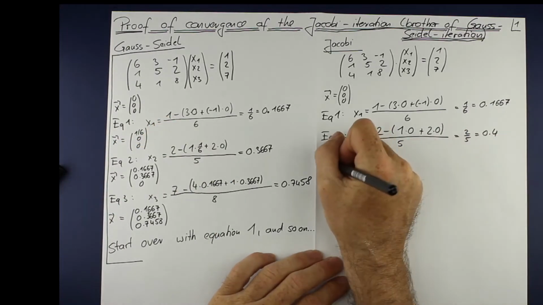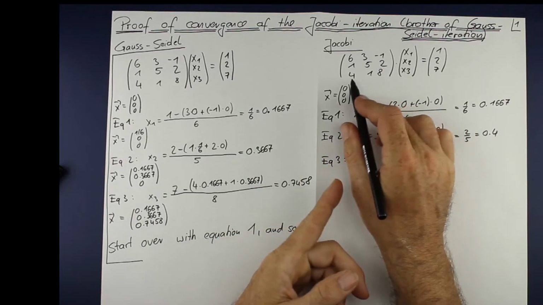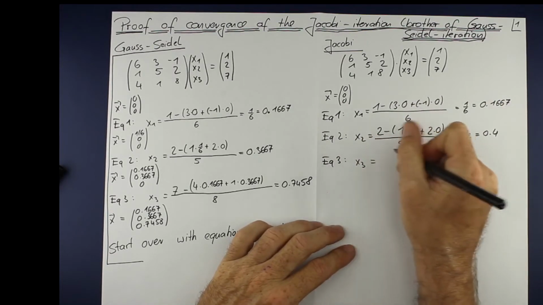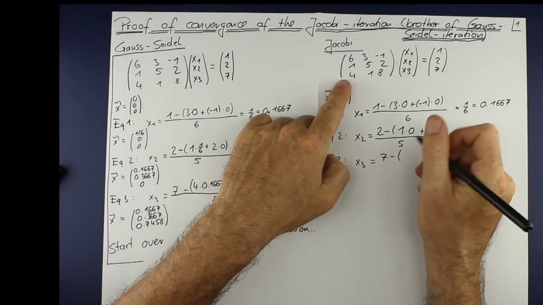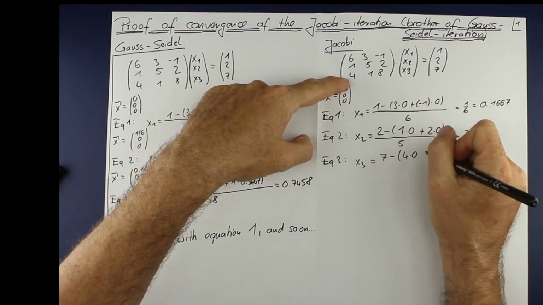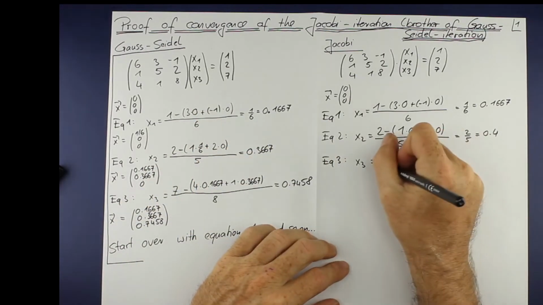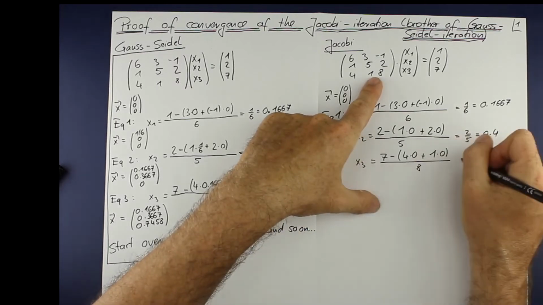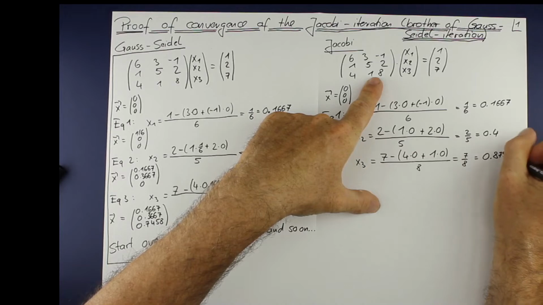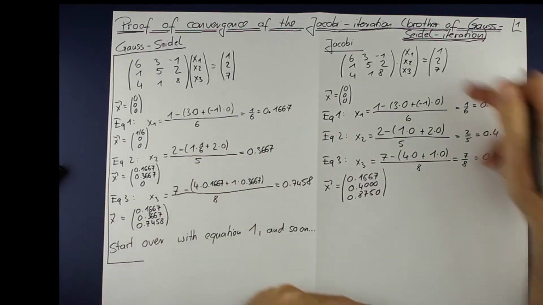Then we go into equation 3, and under the assumption that x1 and x2 are correct, we calculate here x3. So x3 is 7 minus 4 times x1. x1 is 0, 4 times 0, plus 1 times x2, which is also 0 at the moment, and then we divide by 8, and so we get 7 divided by 8, and that's 0.8750. And then we do the update, and then we iterate again.